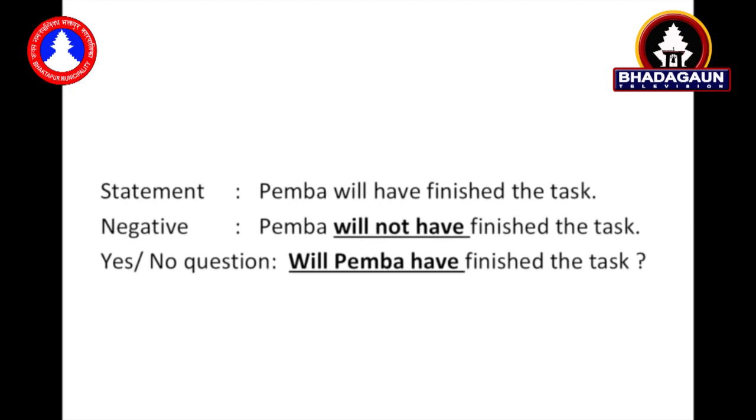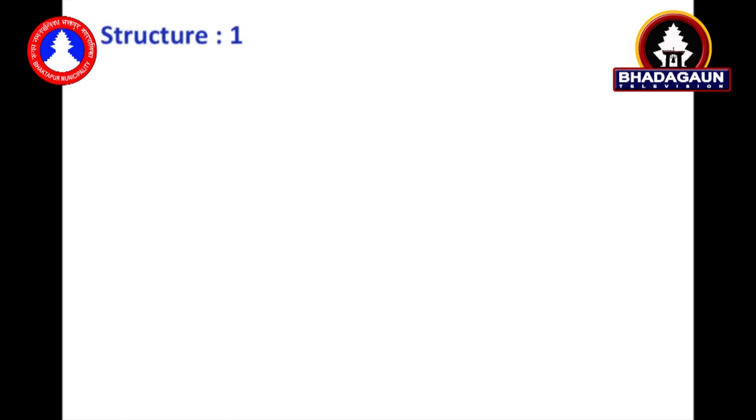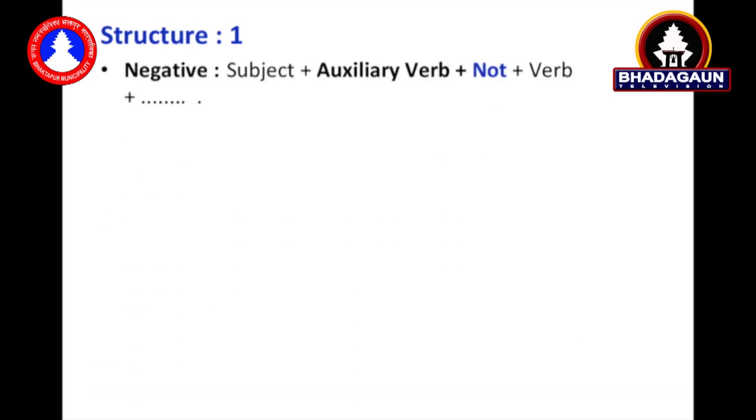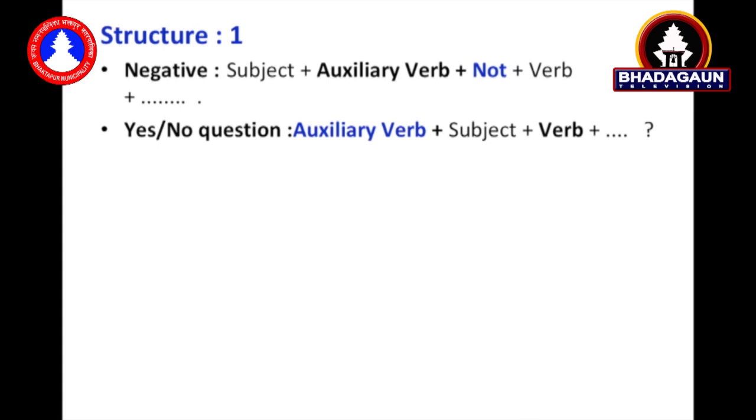The first auxiliary, will, is placed before the subject to make the sentence a question. From these examples, we can extract the structure of negative and yes/no questions. That is the most important and the most common structure. The negative is subject plus auxiliary verb, and not is added next to the auxiliary, then comes the main verb. Our yes/no question begins with an auxiliary verb, then the subject, followed by a verb. A question mark is used at the end of the sentence.